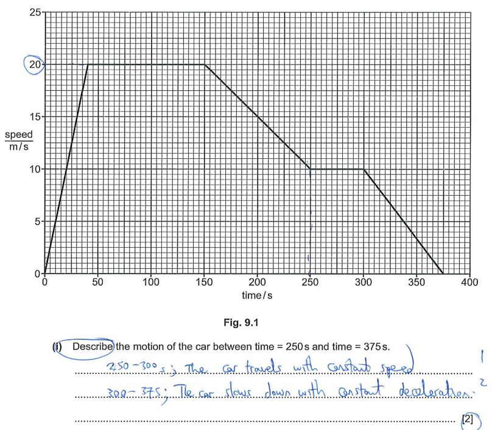So what are we going to do here? Well, we're going between 250 and 375. So if you describe anything over here, that's pointless. We only are interested in this bit. From 250 to 300, the car is traveling with constant speed. Zero acceleration. That's all we need in there. We then have the second mark there. The car slows down with constant deceleration. That's it.